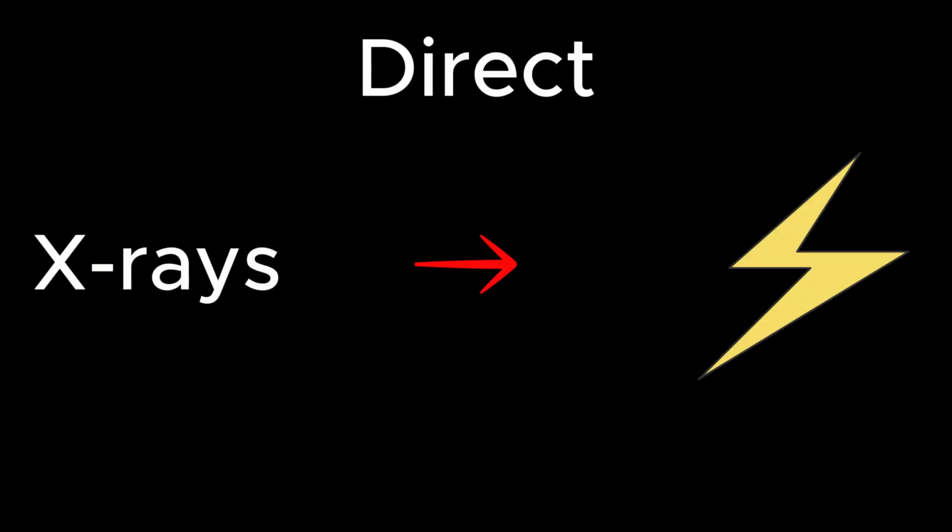Now we're going to talk about direct digital radiography, also known as direct DR. This system skips the whole laser and PSP plate process we saw in CR. Instead, the X-rays are directly turned into electrical signals. No light involved. Here's how it works.